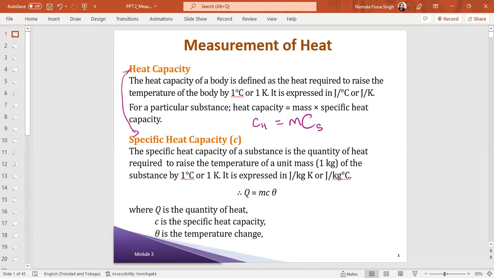So let's read specific heat capacity. The specific heat capacity of a substance is the quantity of heat required to raise the temperature of a unit mass. Anytime we see unit of anything, we're talking about 1 in the SI unit of that substance. So if I say unit length, we want 1 meter. Unit resistance, 1 ohm. So the temperature of unit mass, or 1 kilogram of the substance, by 1 degree Celsius.